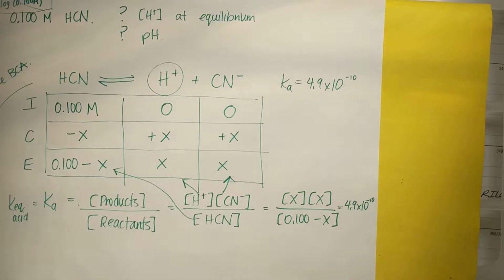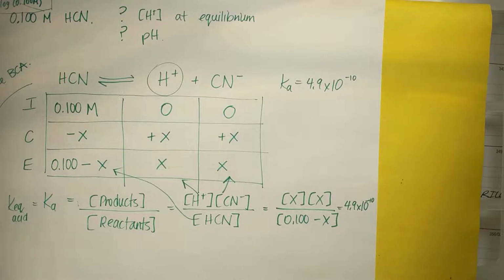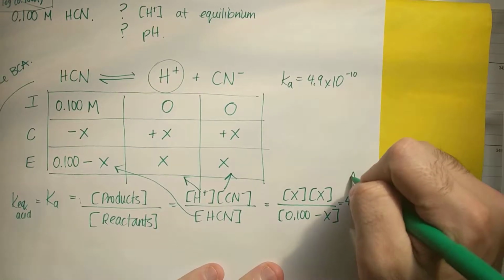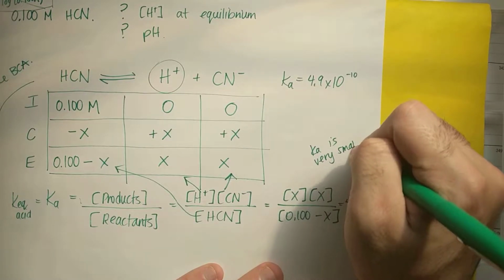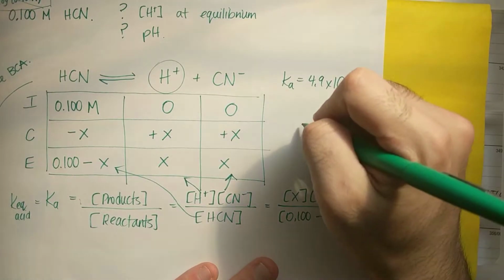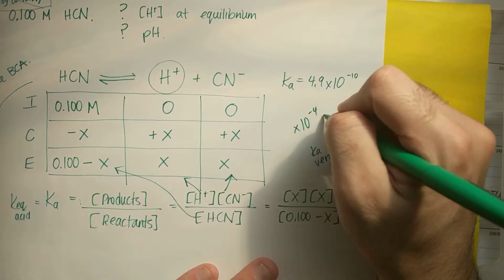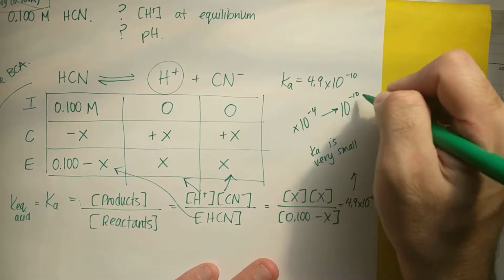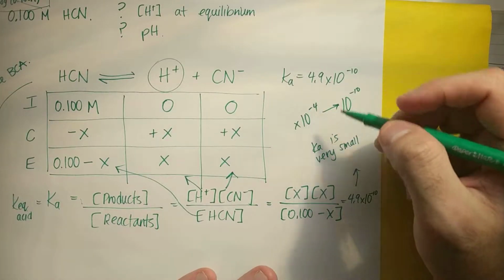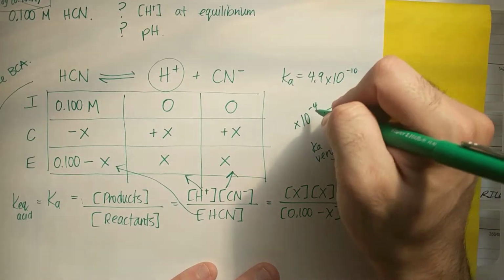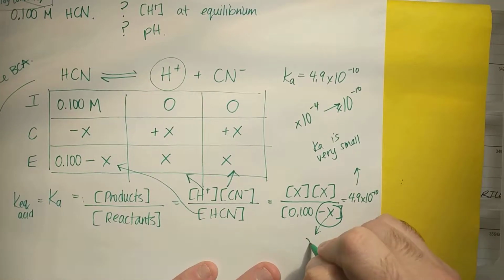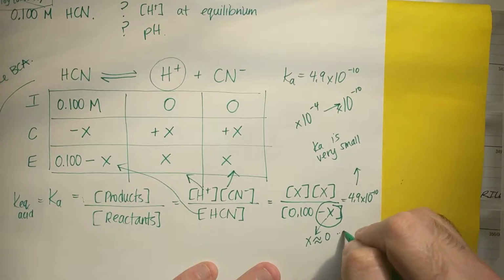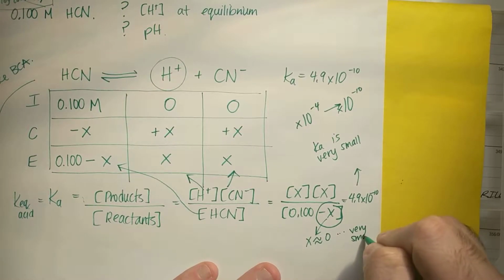Now, I've talked about this in an earlier video and in the equilibrium chapter, and it came up in this acid dissociation chapter. If my Ka is very small, and usually somewhere on the lines of 10 to the minus 4th to 10 to the minus 10th could be considered small, then this X in the denominator is negligible. This X is approximately 0 or very small.